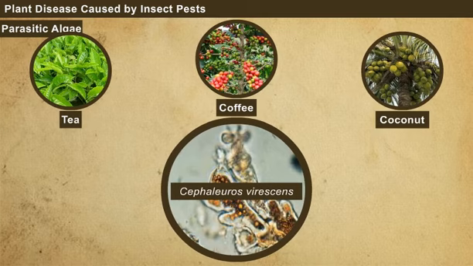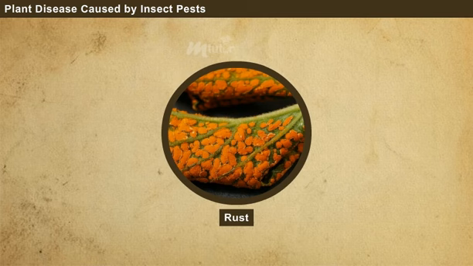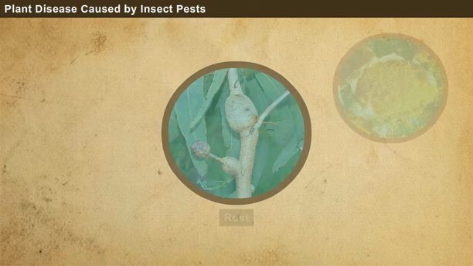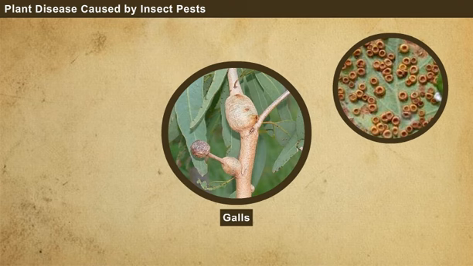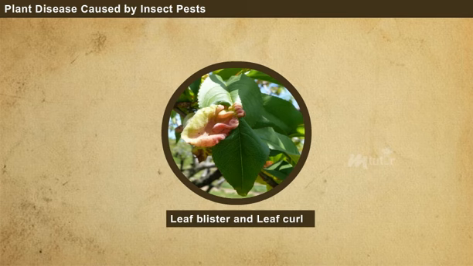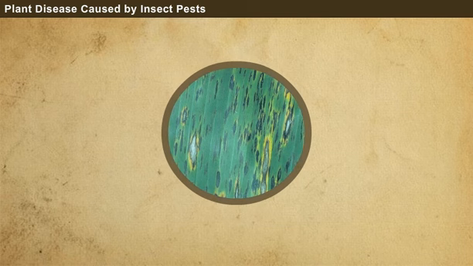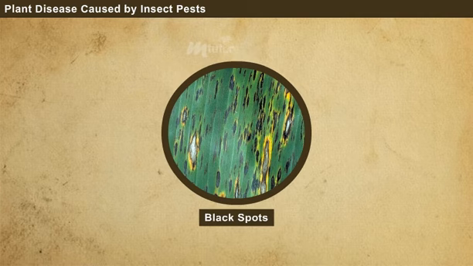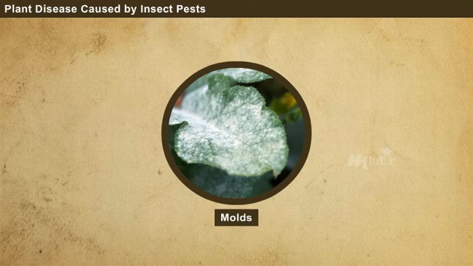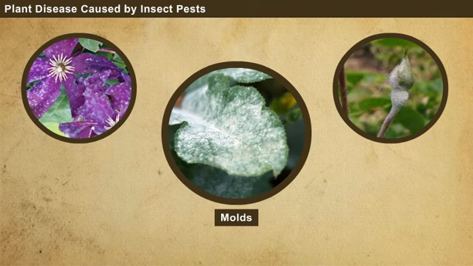Some of the other plant diseases are rust, a type of fungal disease causing a powdery tan to rust-colored coating on leaves. Galls, they are swollen masses of abnormal tissues. Leaf blister and curls. This is a type of fungal disease that causes distorted and curled leaves. Black spots. Small brownish black spots appear on the leaves, which get enlarged with yellow margins. Molds. They are characterized by a woolly or powdery appearance on the surface of the infected plant parts.